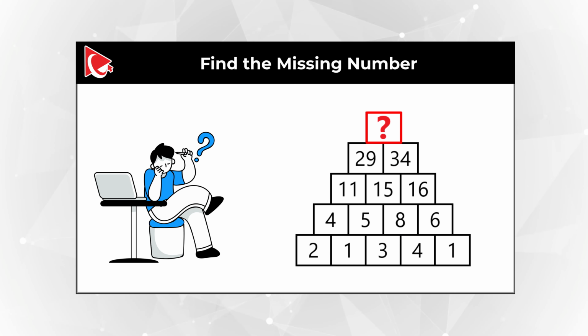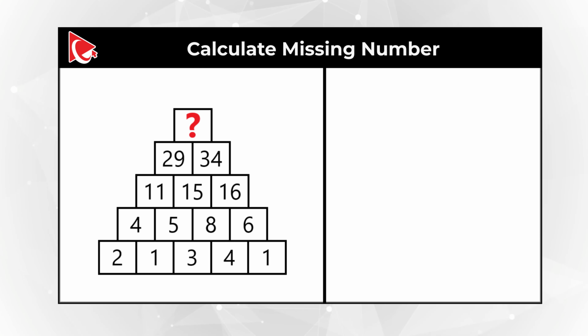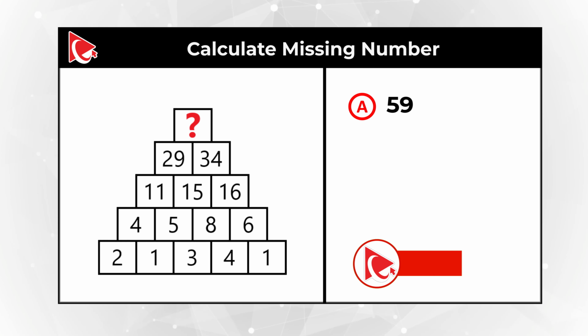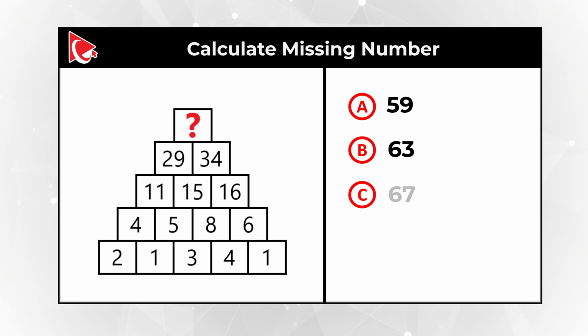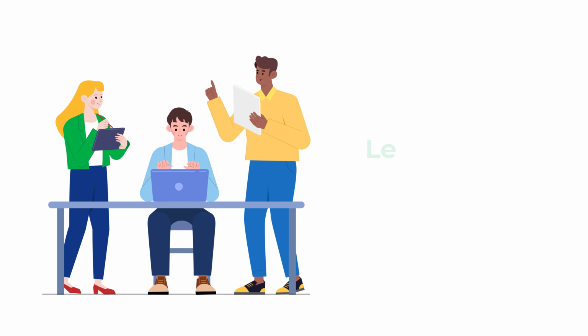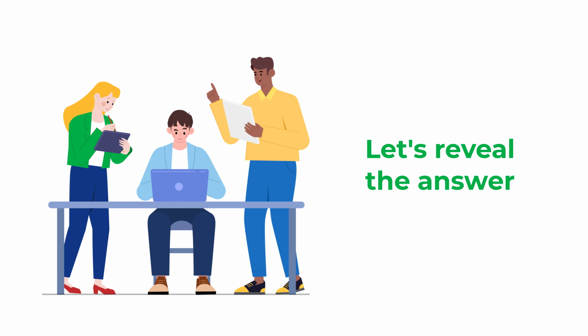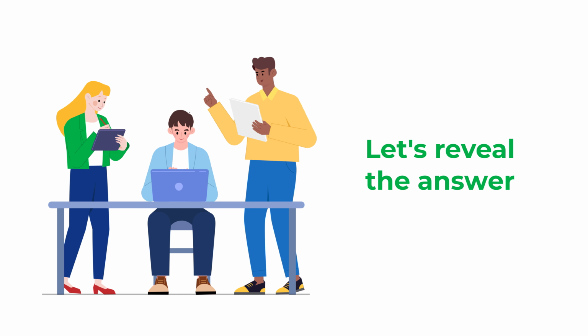You need to calculate the missing number, which is in the top row. And you have 4 different choices. Choice A, 59. Choice B, 63. Choice C, 67. And then choice D, 73. Give yourself a little bit of time, maybe 10 to 15 seconds, maybe a little bit longer, to see if you can answer this question. Did you solve it? Was it hard for you? Let's move forward and I'll share with you my solution. But obviously, if you have a better way to solve it, please make sure to post it in comments.